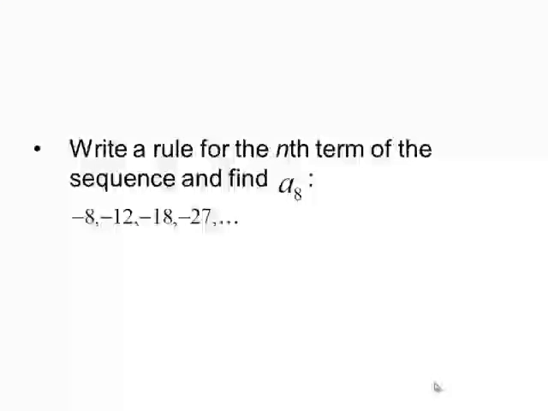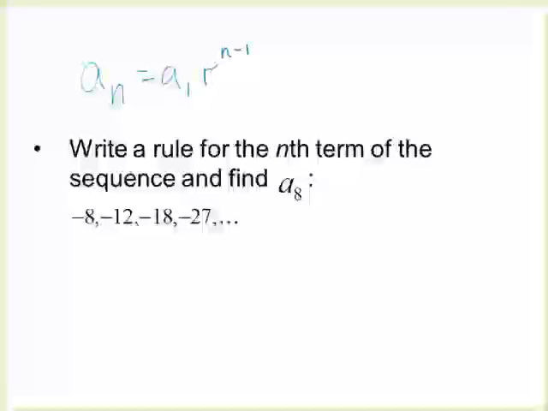So this question asks us to write the rule and then to find a sub 8 or the 8th term. So that formula, again, is a sub 1 r to the n minus 1. So what is a sub 1? R is the common ratio, which is what we are multiplying by from term to term. So what do we multiply by here?